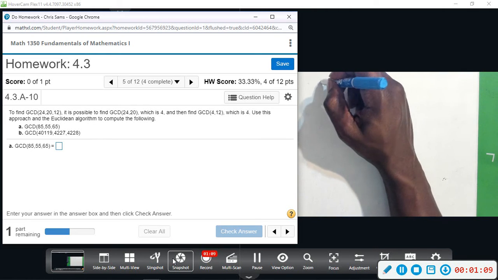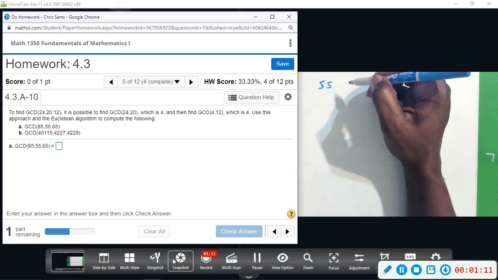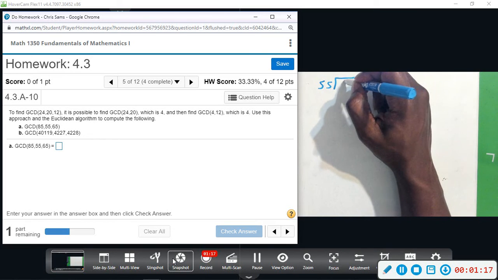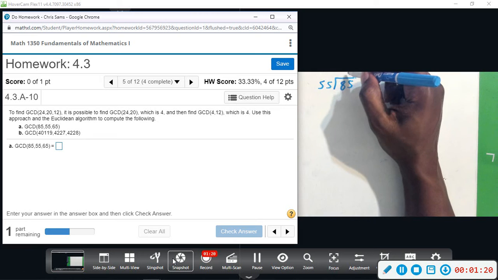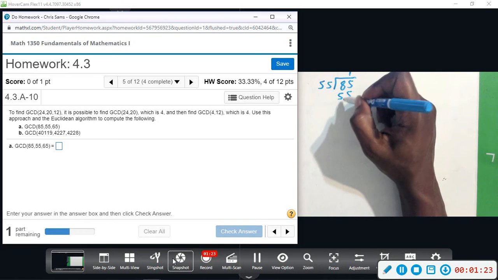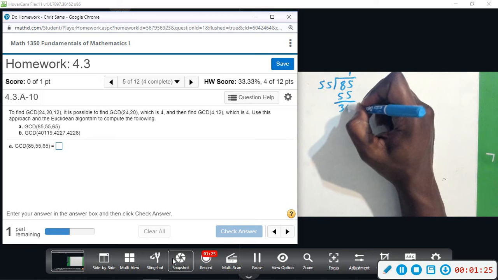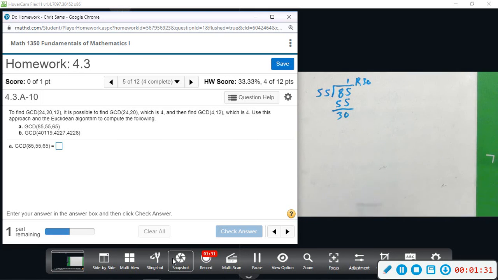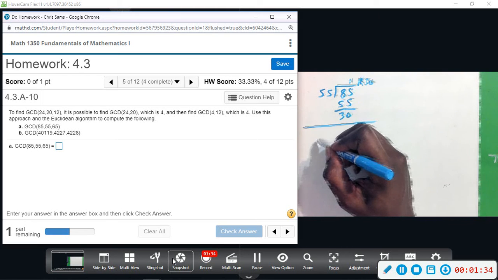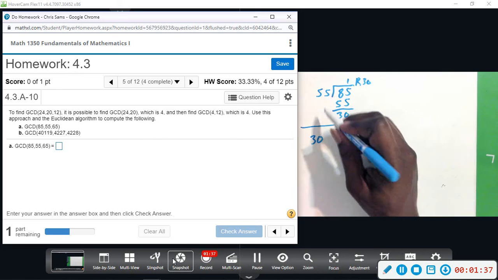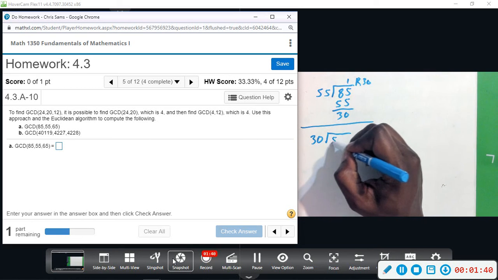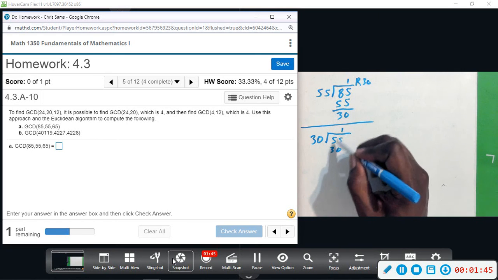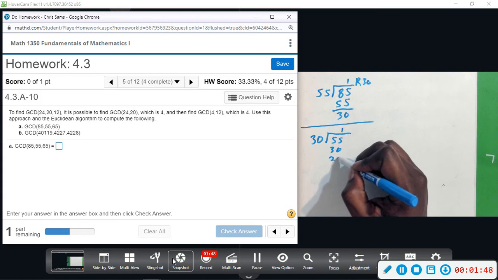So we're going to take the smaller number, 55, and divide it into 85. Alright, it will go into 85 once, leaving us with 30. So we're going to do it again. We're going to do 30 on the outside this time. That's my remainder. The divisor goes inside. 55. 30 goes into 55 once. And that will leave us with 25.